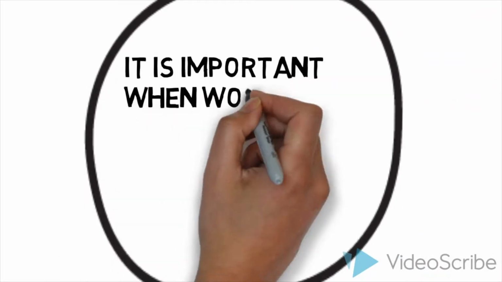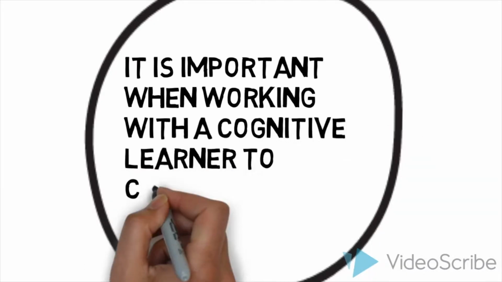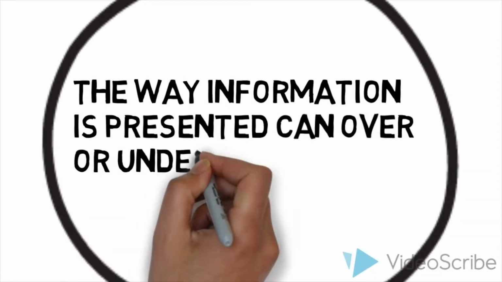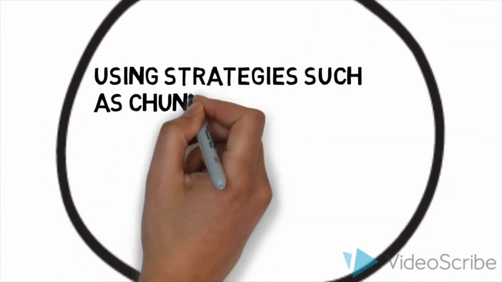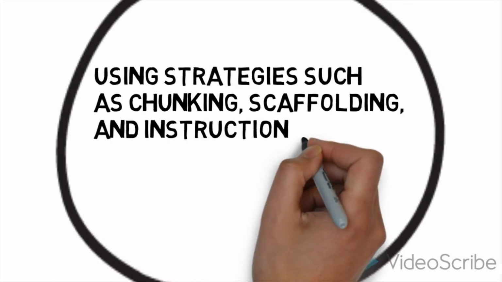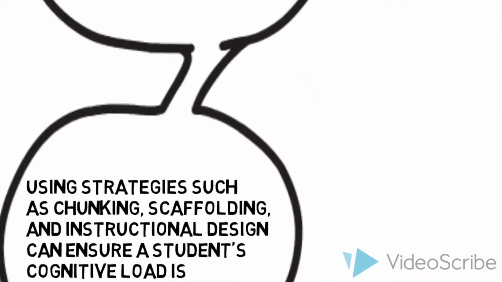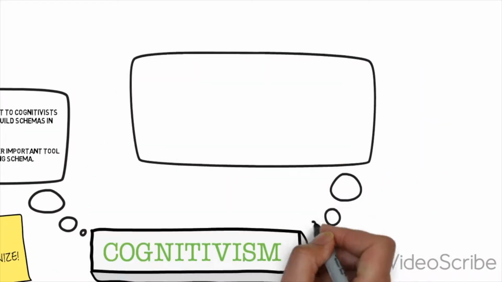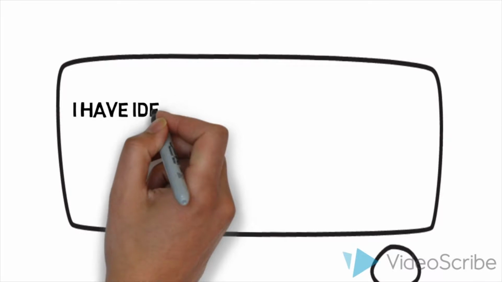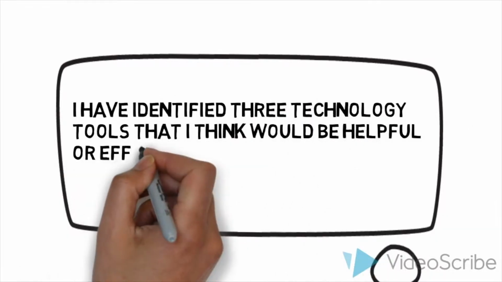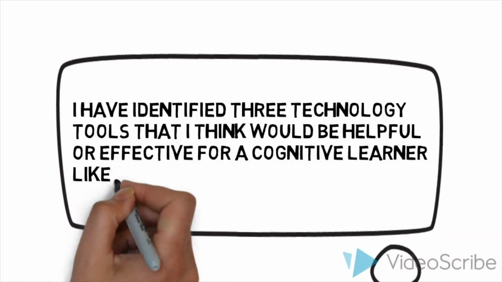It is important when working with a cognitive learner to consider cognitive load. The way information is presented can over or underload working memory. Using strategies such as chunking, scaffolding, and instructional design can ensure a student's cognitive load is appropriate. I have identified 3 technology tools that I think would be helpful or effective for a cognitive learner like myself.